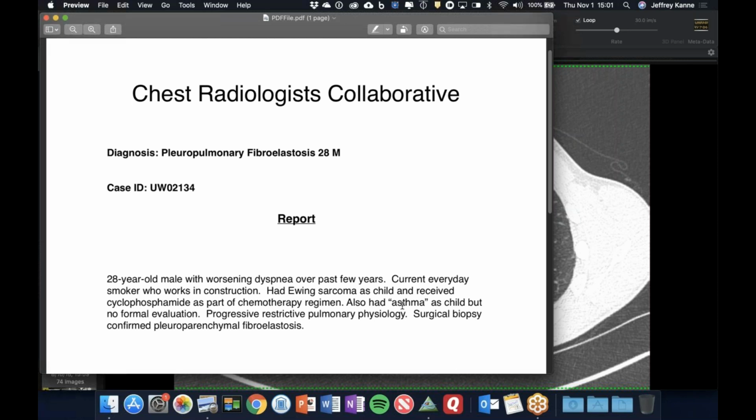I've seen it in older patients, and I've seen it in one younger patient, but I don't know how to explain this one or what's causing it.